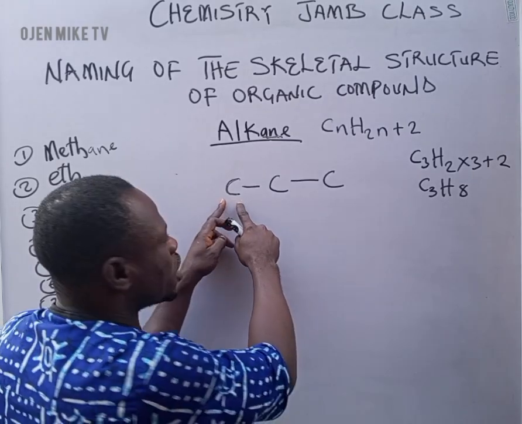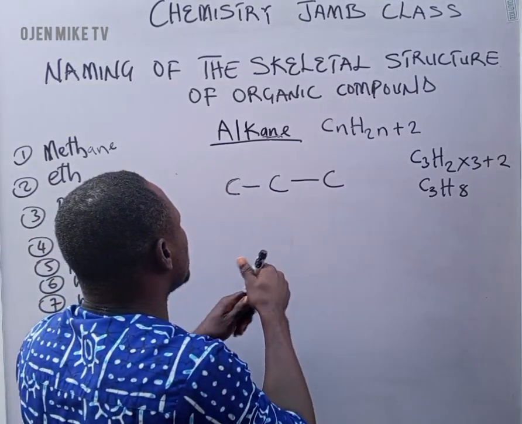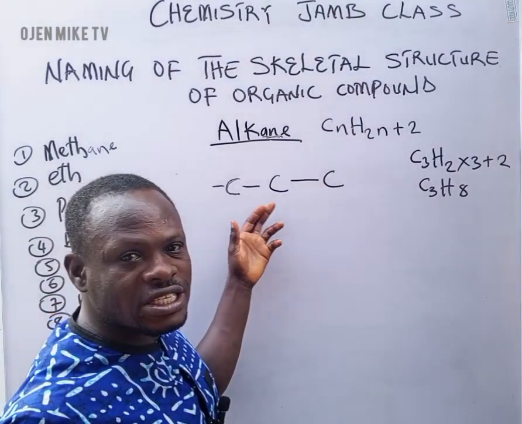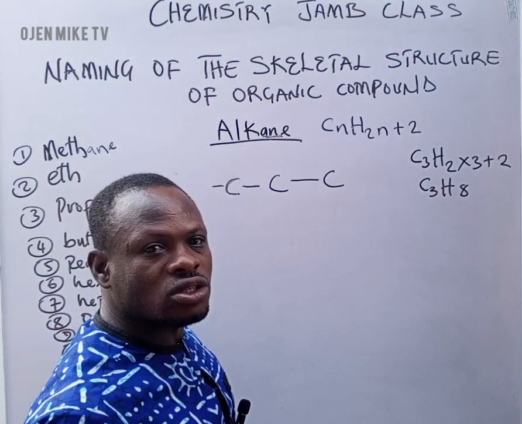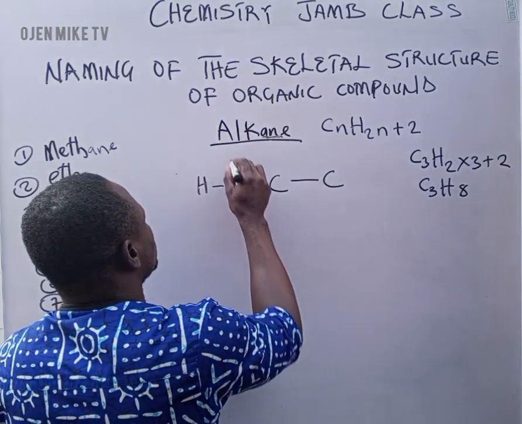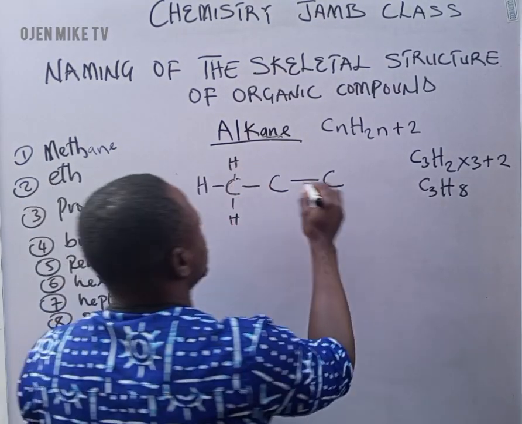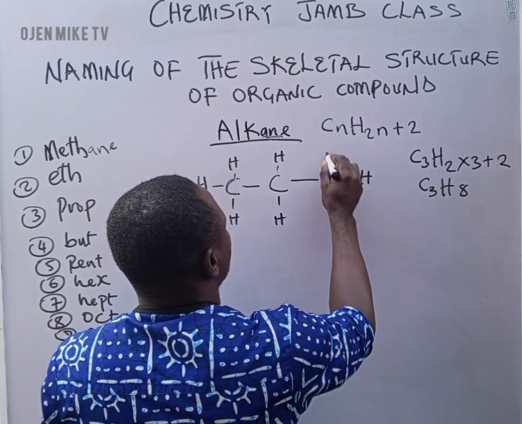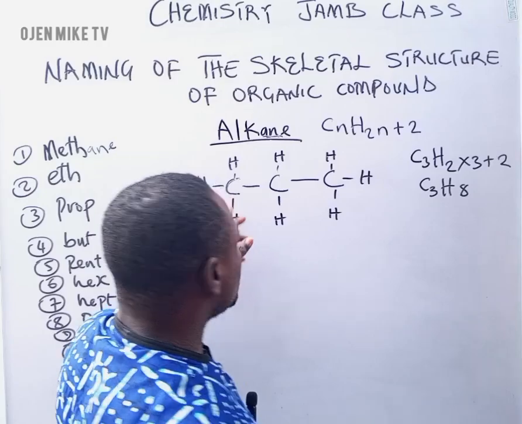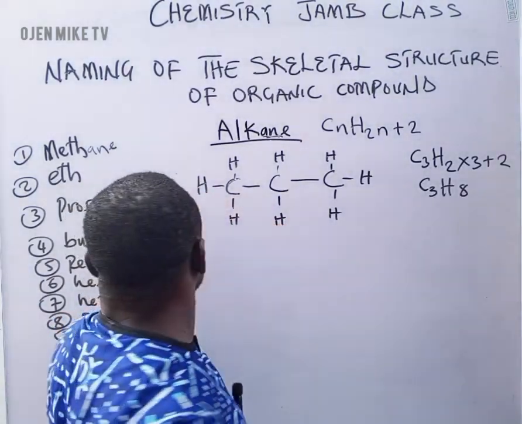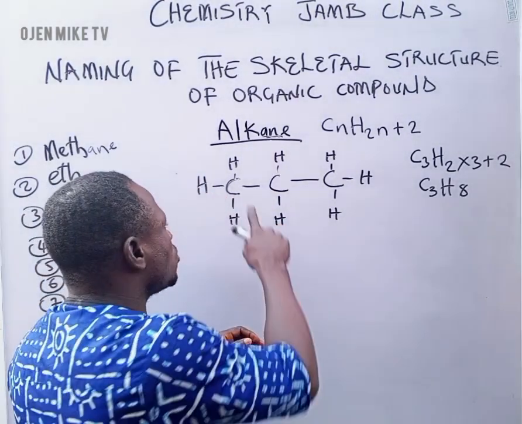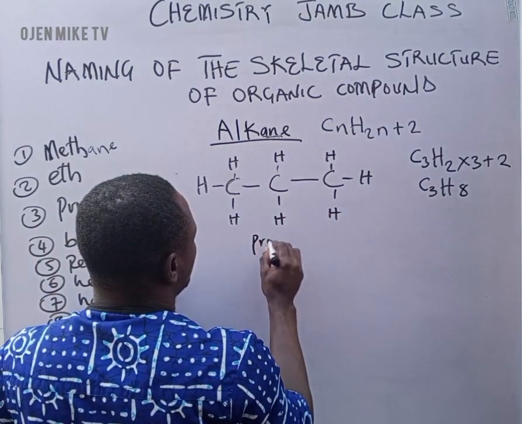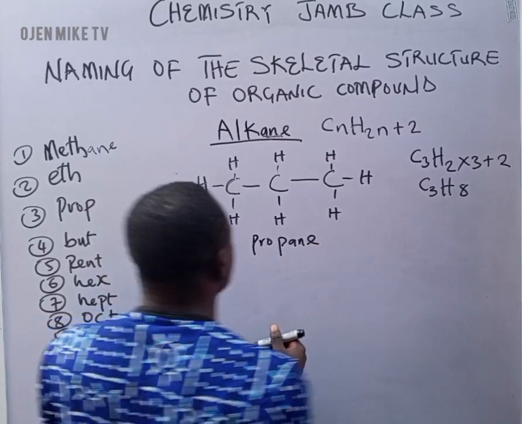Prop because of what? How many carbon atoms are there? 1, 2, 3. So we are going to surround every carbon atom that is outside with 3 hydrogen atoms. We have 1, 2, 3. Then we have another one here, another one here, another one here, and another one here. So the name of this compound is what? Prop. How many carbon atoms do we have in the chain? 1, 2, 3. So the name is what? Propane. Do you know why it is propane?